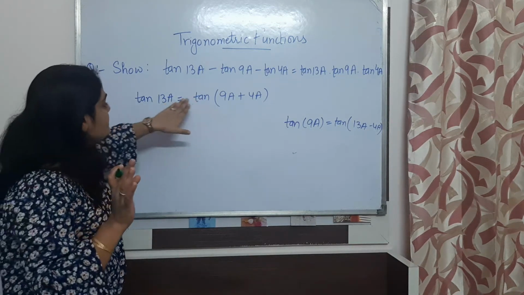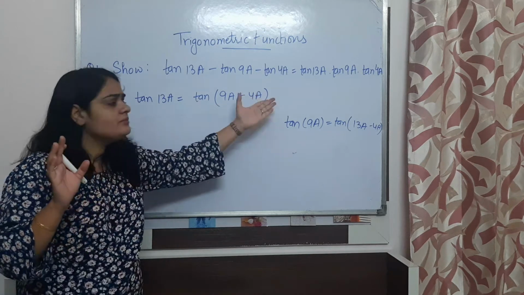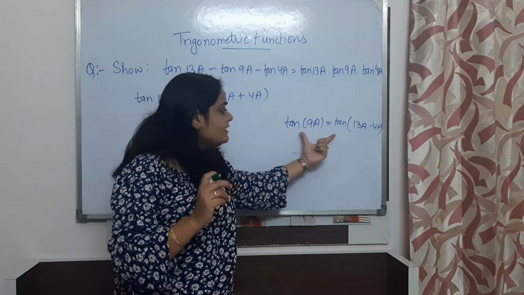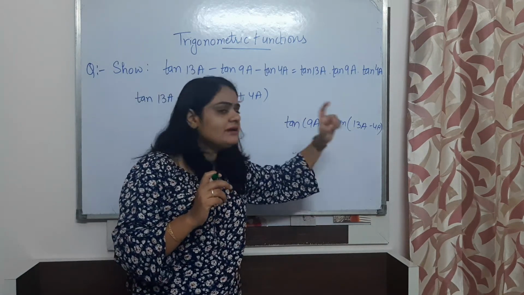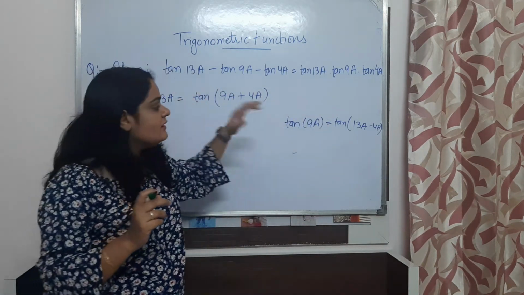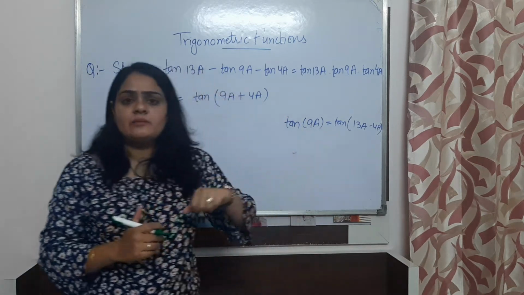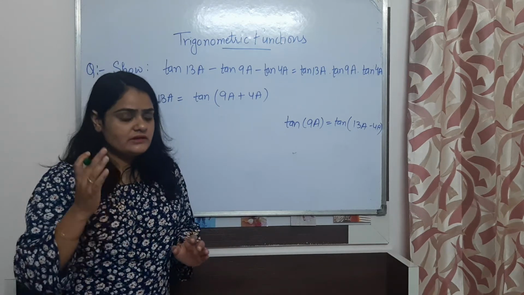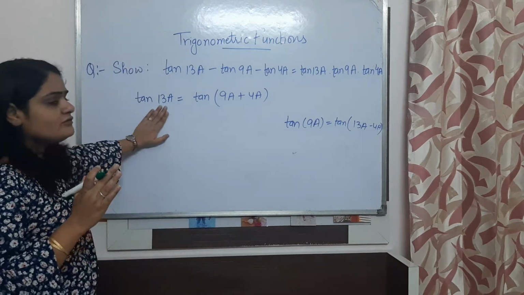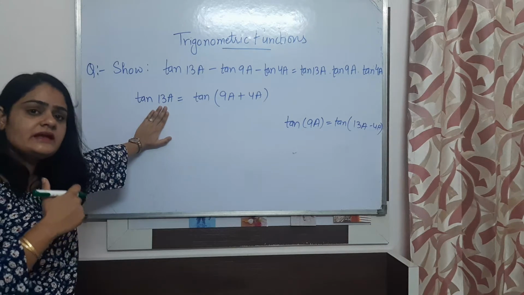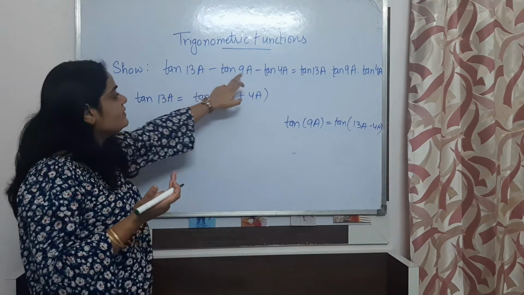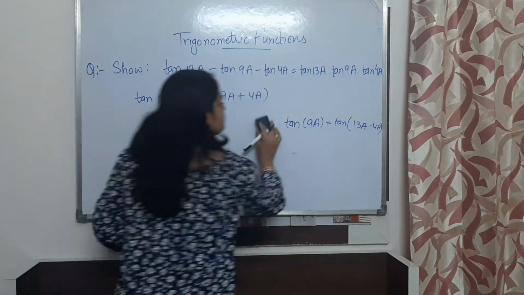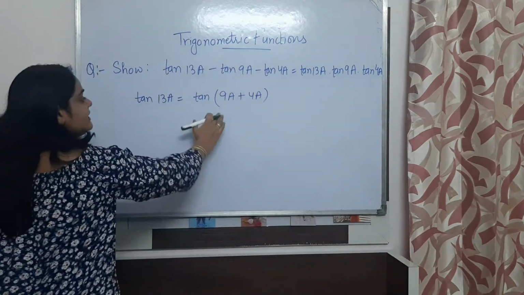Here I have taken tan 13a, which is tan of 9a plus 4a, so the formula of tan a plus b is applicable. If you take tan of 9a, you need to write tan of 13a minus 4a, so here the formula of tan a minus b is applicable. According to your choice, a formula will be applicable. You don't need to remember that you always have to take tan of 13a. It's up to you. You can take tan 13a, tan 9a or tan of 4a.